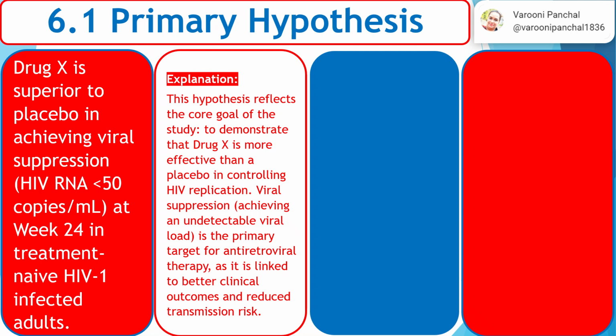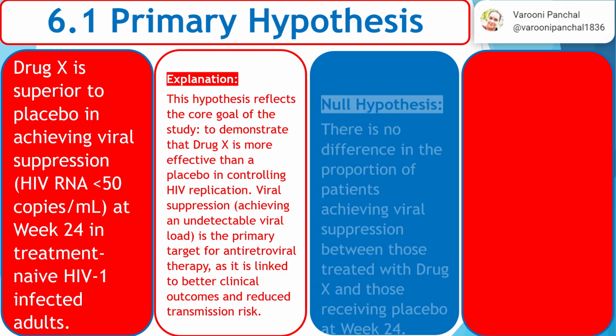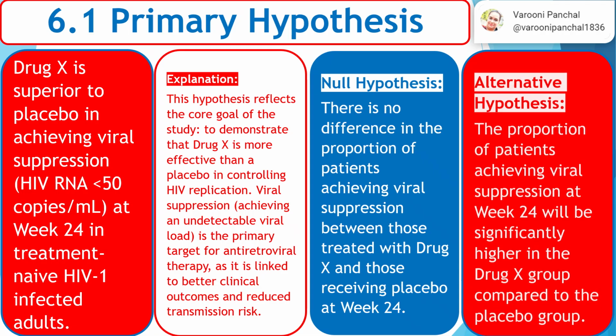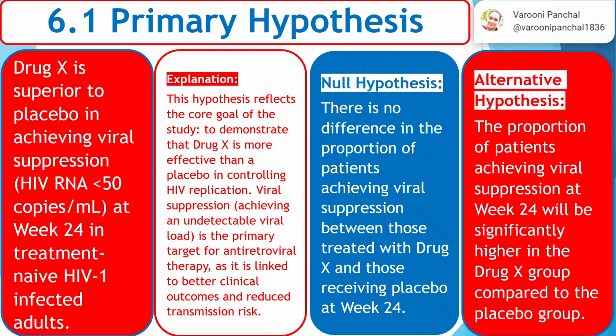Viral suppression, achieving an undetectable viral load, is the primary target for antiretroviral therapy, as it is linked to better clinical outcomes and reduced transmission risk. Null hypothesis: there is no difference in the proportion of patients achieving viral suppression between those treated with Drug X and those receiving placebo at week 24. Alternative hypothesis: the proportion of patients achieving viral suppression at week 24 will be significantly higher in the Drug X group compared to the placebo group.